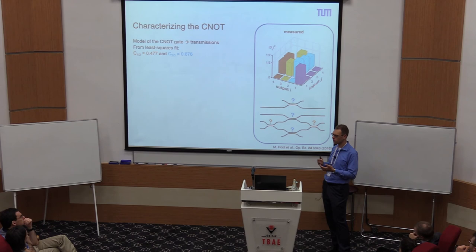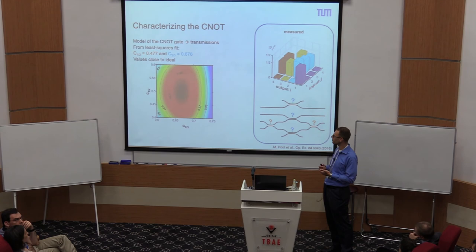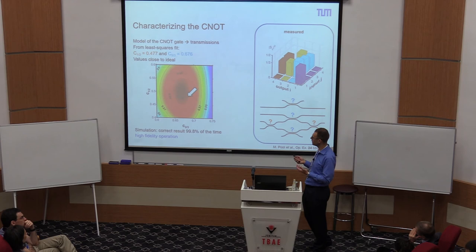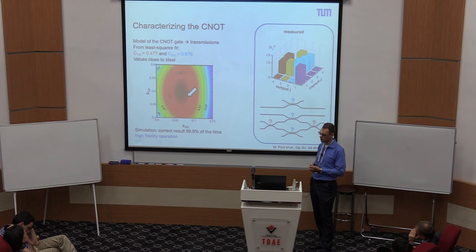But still, is this any good? So we know these values are close to ideal, but is that good for the CNOT or not? Well, in this case, we calculated the probability for the right outcome as a function of these two beam splitter ratios. This is where you want to be at this very high case where you have 100% the right outcome. And this is where we are. So you see that this circuit would give us 99.8% of the time the right outcome. So this would be a really high fidelity CNOT operation.